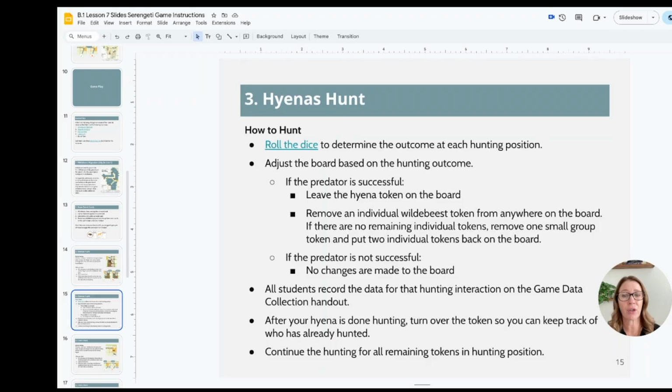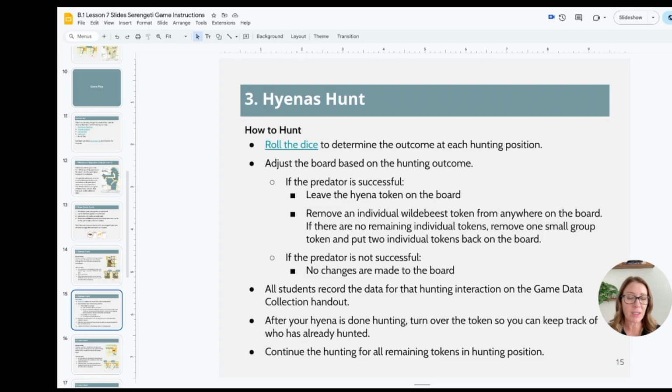All right, so now hyenas are going to hunt. They're going to roll the dice to determine the outcome. They're going to adjust their board based on the hunting outcome. So if the predator is successful, they're going to leave their hyena token and they're going to take the wildebeest token off the board. Once that hyena has hunted, flip it over because that means that that one is already done. They're actually going to hunt all the hyena hunting positions that are on the game board in that season before it moves on to the lion.